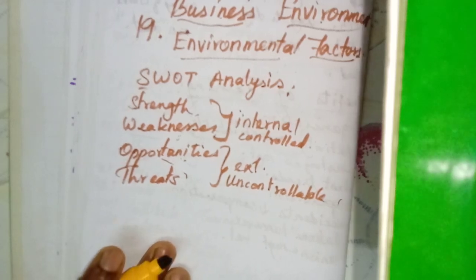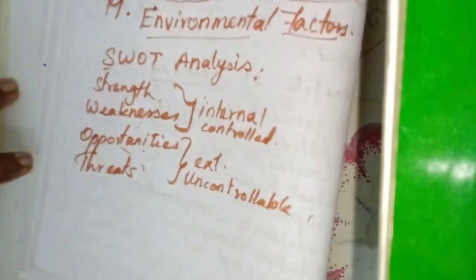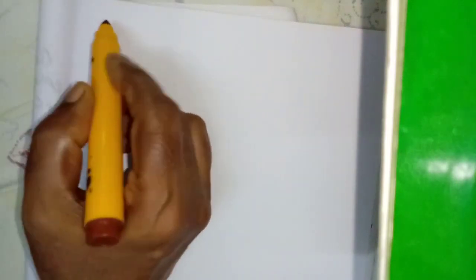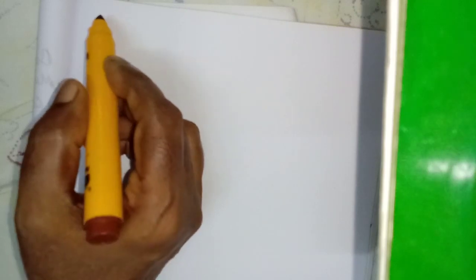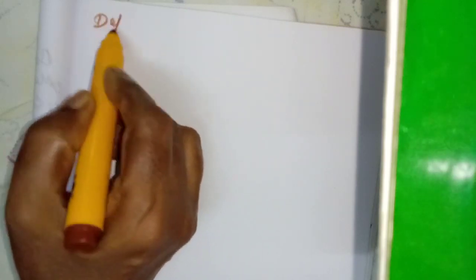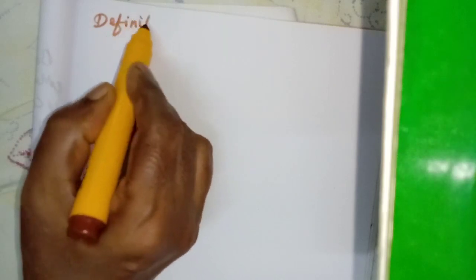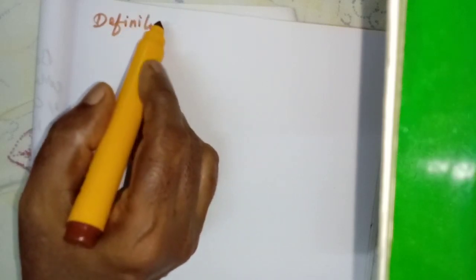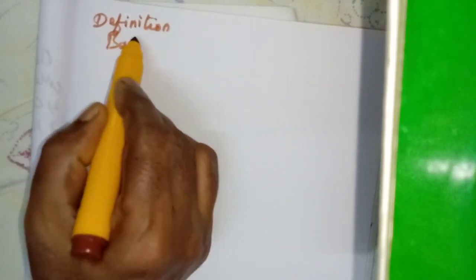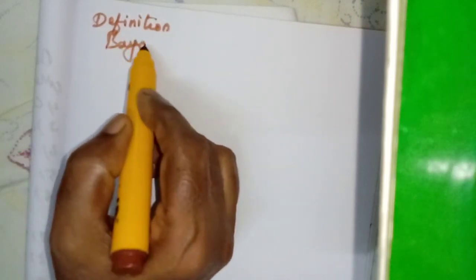Okay, so we have got some idea about the business environment. Now again we will learn the definition of business environment. The definition given by Bayard O. Wheeler.